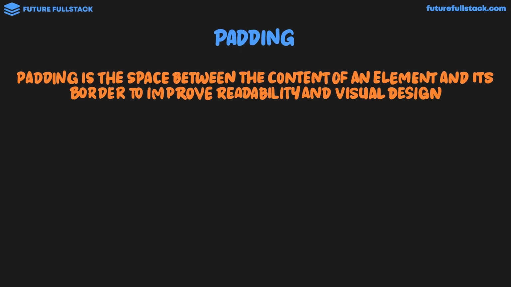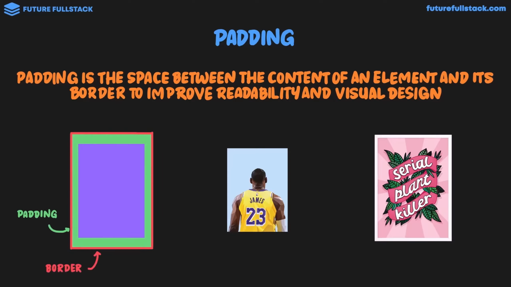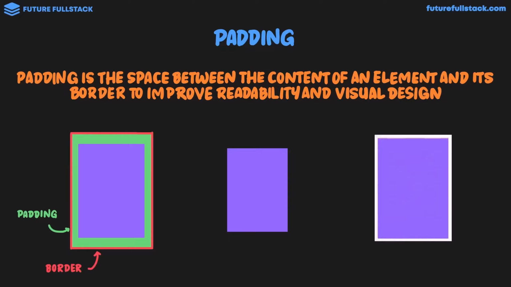Looking back at the artwork I introduced at the start of this topic, on the far left, we have a Banksy painting. In terms of the CSS box model, the artwork itself is the content. The rose gold frame is the border, and the space between the content and the border is the padding. For the LeBron James poster, there's just content. There's no border and no padding. And for the serial plant killer poster, we have the content, which is surrounded by a white frame, or in box model terms, the border. So there's no padding on this poster. The poster is touching the frame directly. In other words, the content is touching the border, with no padding between it.